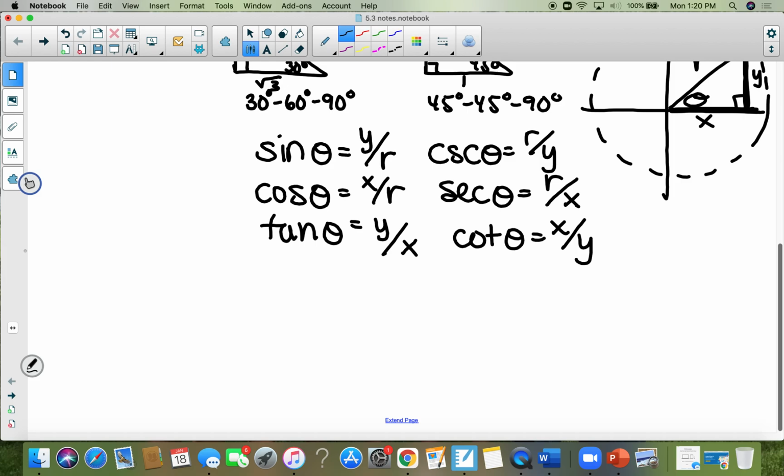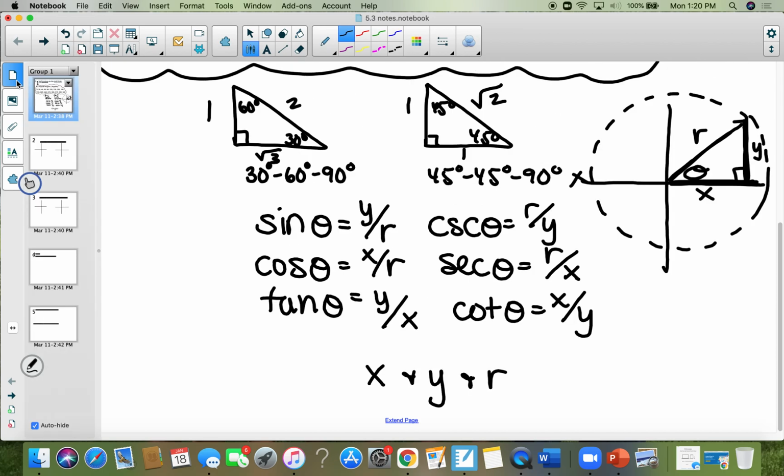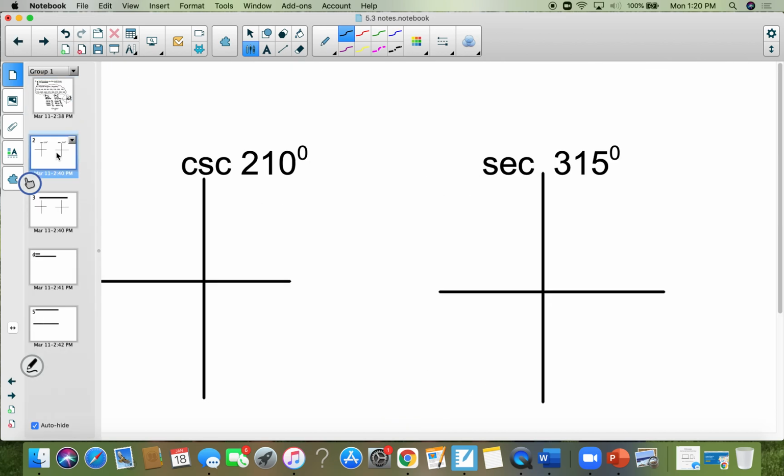So when I'm referring to x's and y's and r's, again, this is the x-axis, up and down is the y-axis, and the hypotenuse is the radius. So here we go. This is all we're doing on this homework. We're trying to figure out what is the cosecant of 210 without using a calculator. So here are the steps.